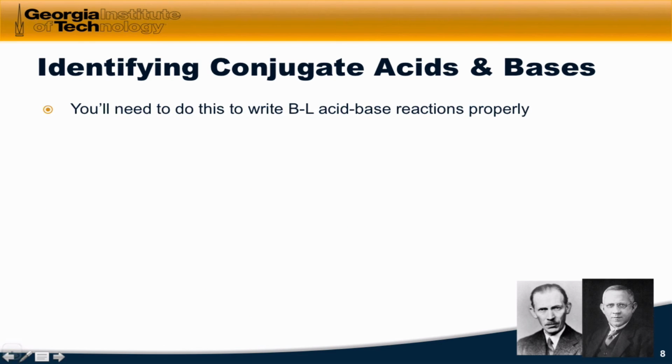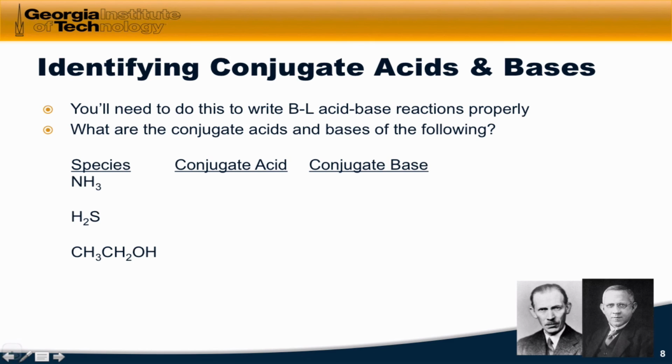Identifying conjugate acids and bases is going to be an important skill when working with the Bronsted-Lowry paradigm. So let's practice this skill on the species we see here. To generate the conjugate acid, we simply add a proton to the structure. That's going to involve going from NH3 to NH4+, for example, and increasing the charge of the species by 1, since a proton is a positively charged particle.